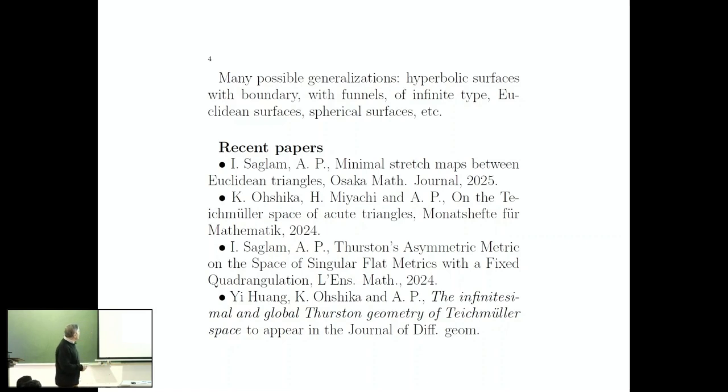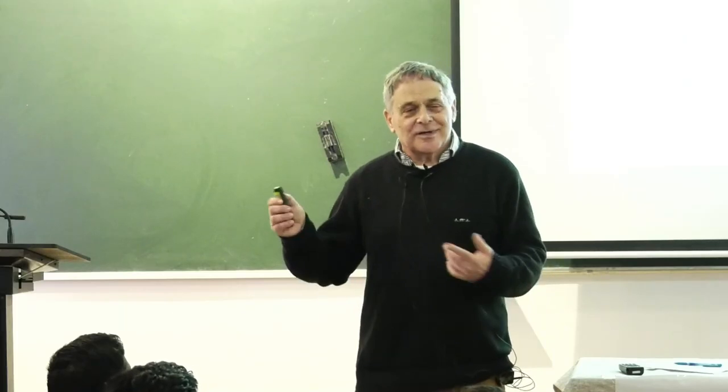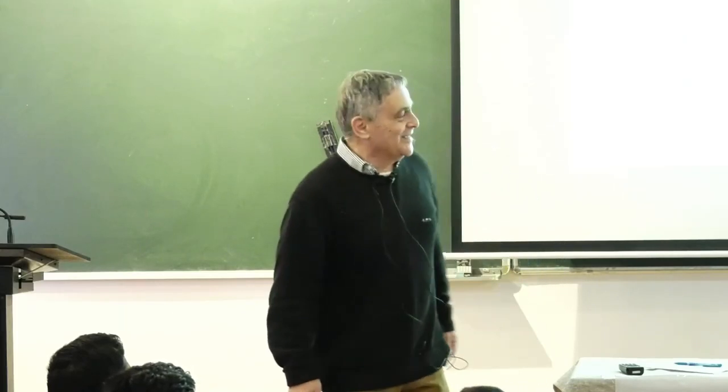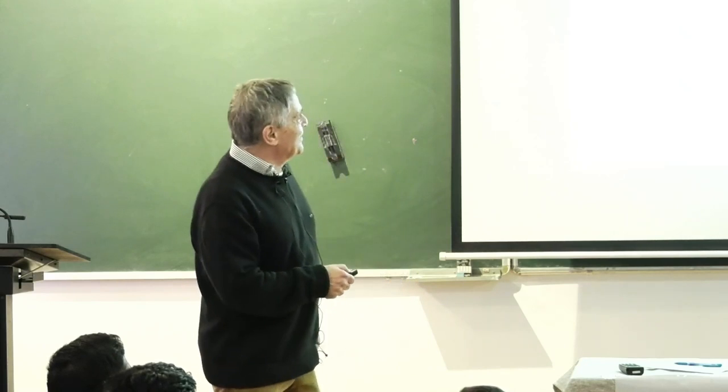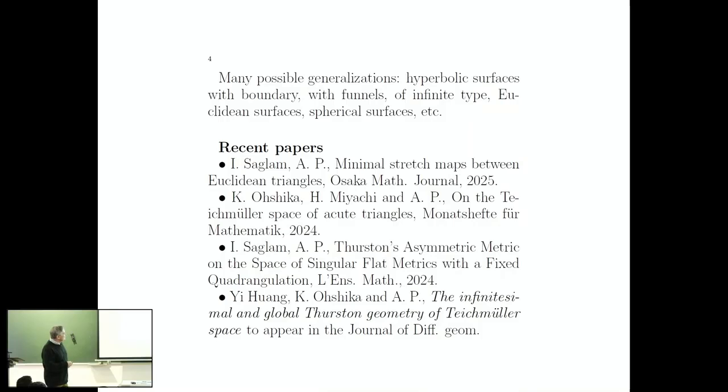So here I gave mostly my own work. I worked on this for 40 years with students and colleagues. So I know my work better than the work of others because I understand it more easily. These papers are recent. I'm just giving you a list of papers to tell you that this is a very living subject. In fact, this is a 2025 paper called Minimal Stretch Maps Between Euclidean Triangles.